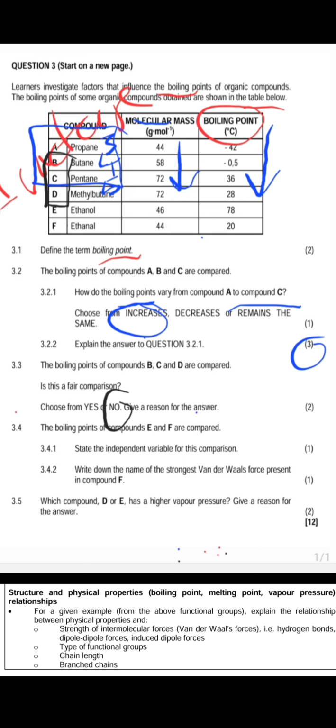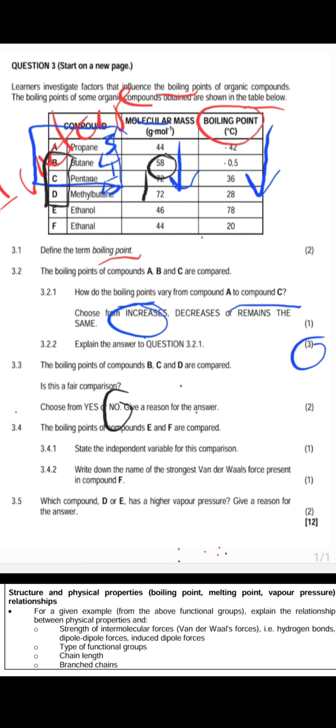We can see there is a change in the molar mass, of course. The reason we say so is because if you check, we are having 72 and 72, that's fine, but we are having 58, which is different. And also, in terms of the number of carbons present in butane, pentane, and methyl butane, there is also a change in that aspect.